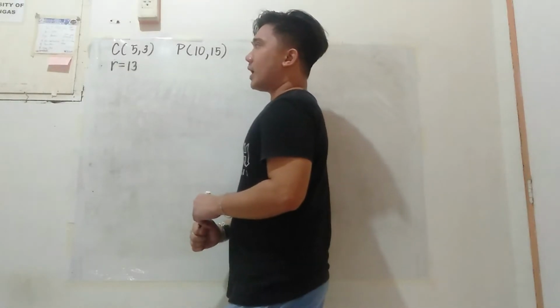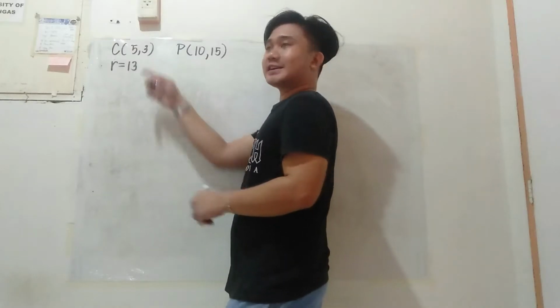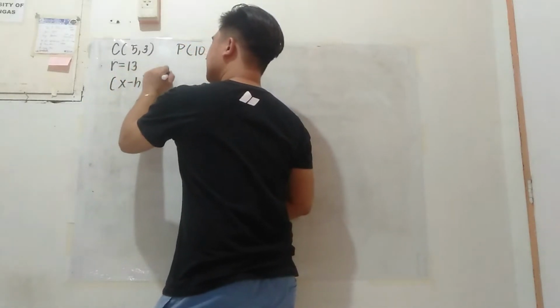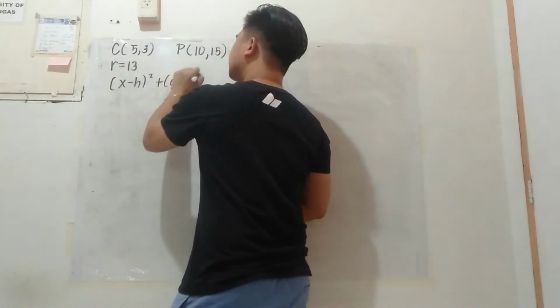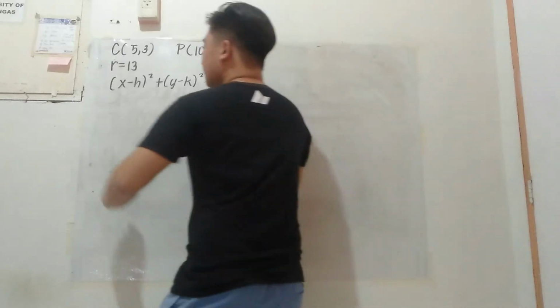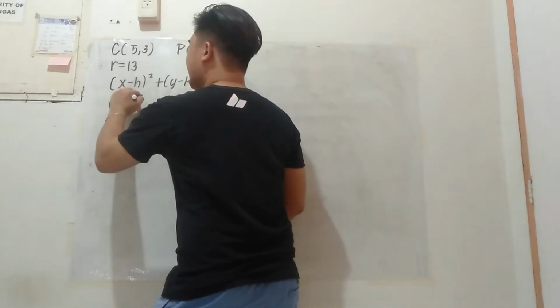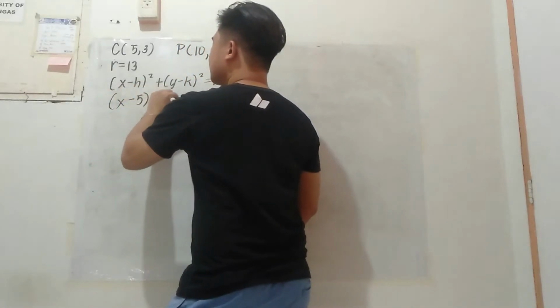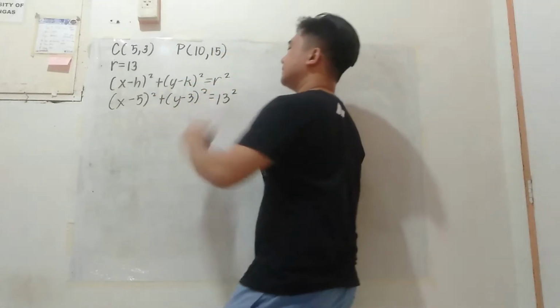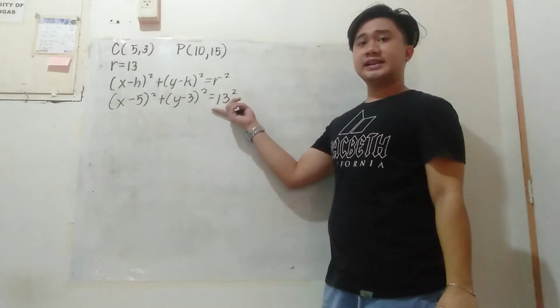Kasi yung analytic na present ko na sa previous problems. So, iset up ko po ang equation ng ating circle. So, that is x minus h squared plus y minus k squared equals r squared. Okay? So, that is x minus 5 squared plus y minus 3 squared equals 13 squared. So, ito na yung equation ng circle natin.